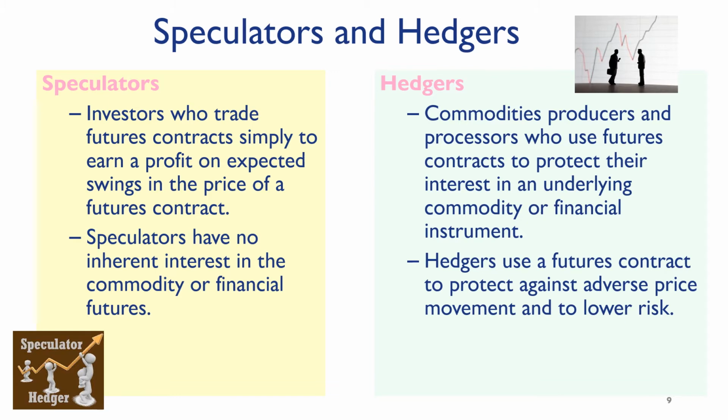Hedgers are commodity producers and processors who use futures contracts to protect their interests in an underlying commodity or financial instrument. Hedging is done to protect against a price change that would otherwise negatively affect profits. Hedgers use a futures contract to protect against adverse price movement and to lower risks.